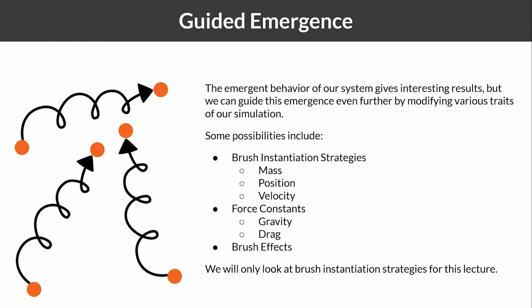Now, we can guide this emergence, because while the current emergent behavior of our system gives really interesting results, we can get even more interesting behavior just with a little bit of guidance by modifying various traits of our simulation. We can try different instantiation strategies for the brushes, such as playing around with how we give them their mass, or their position, or their velocity. We can also play around with the force constants, such as the gravity or the drag, as well as the brush effects that our brushes induce onto the canvas. And we can even have all of these changes be done dynamically as the simulation progresses.